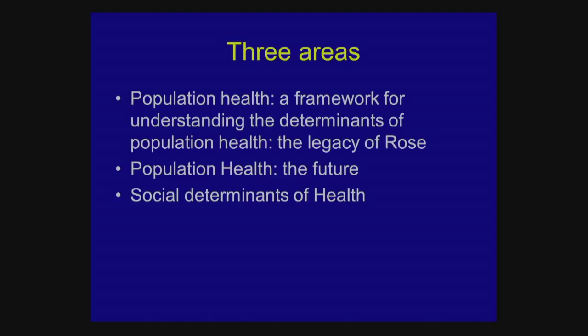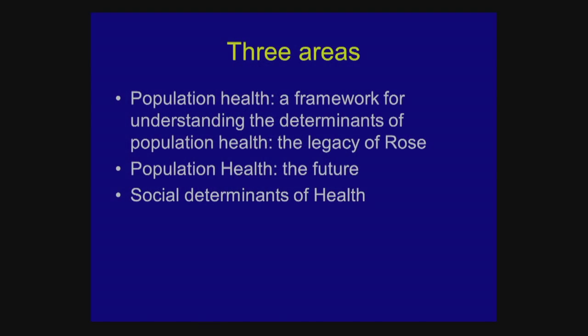So today I'm going to talk about three areas in three modules. First, I'm going to talk about population health overall. What do we mean by population health, and are there frameworks for understanding the social determinants of population health? And I'm particularly going to talk about the legacy of one person, Jeffrey Rose, who was one of the first people to actually frame an understanding of the social determinants and determinants of population health more broadly, as opposed to understanding the clinical characteristics or determinants of health.